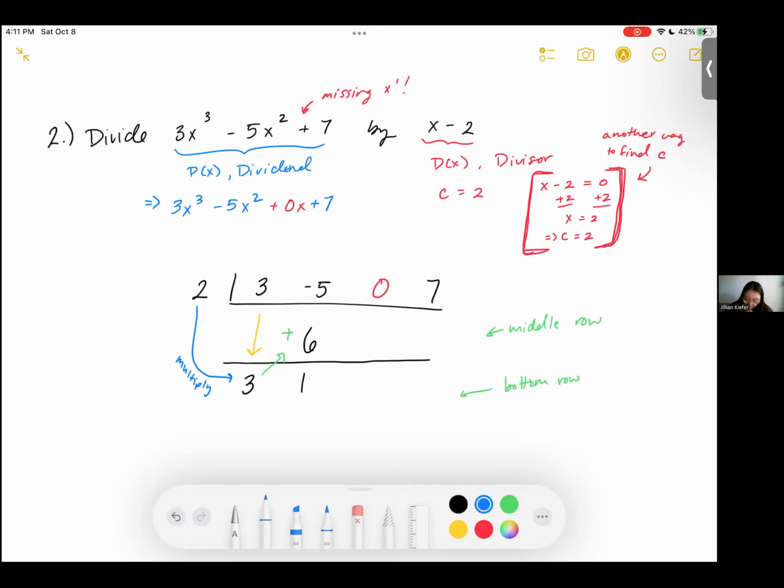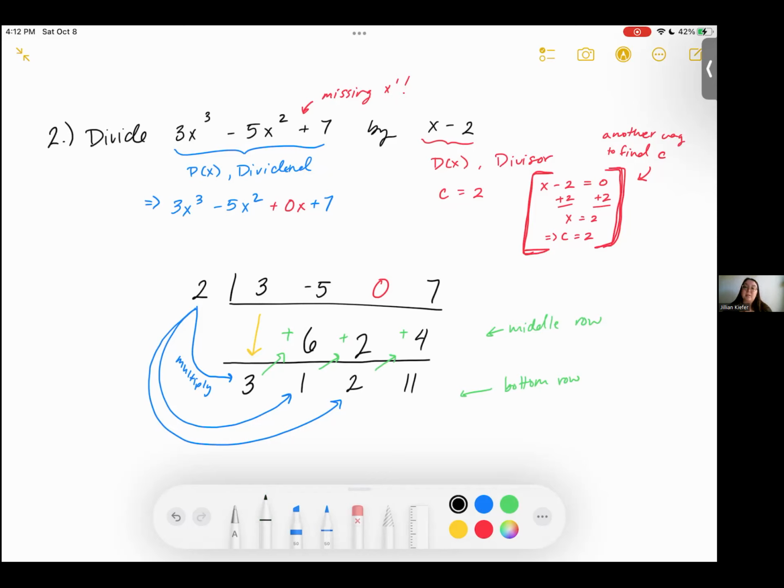So we're going to have 2 times 1, and that result goes in the middle row. 2 times 1 is 2, and you're going to add the column. So 0 plus 2 is 2. And we repeat. We multiply the value of C by that new value in the bottom row. You write your results in the middle row. 2 times 4... 2 times 2 is 4. And you add the column. 7 plus 4 is 11.